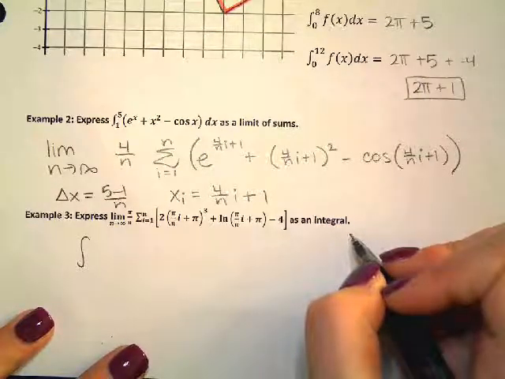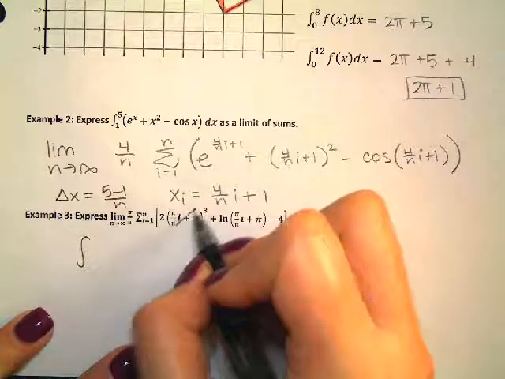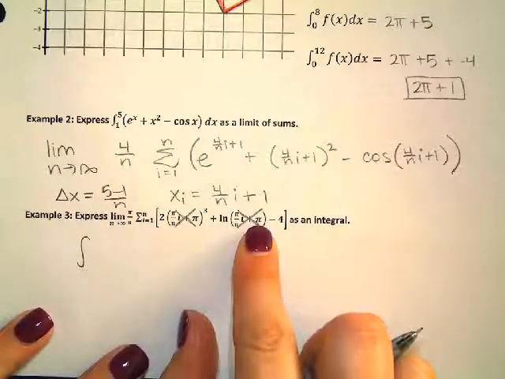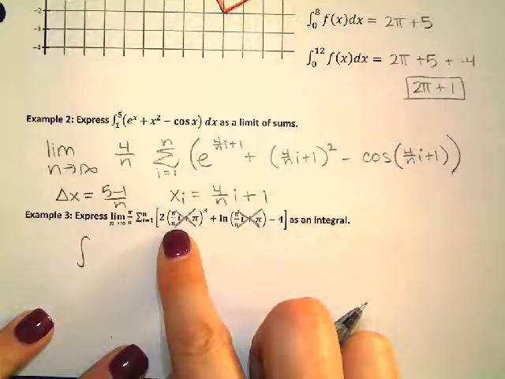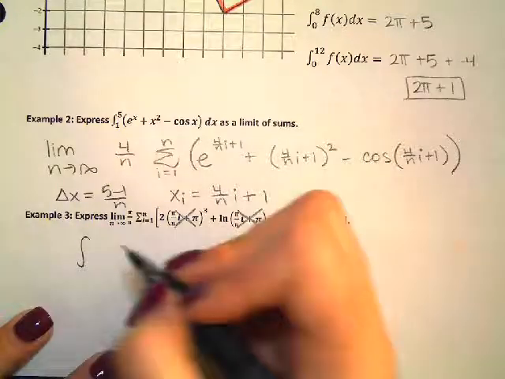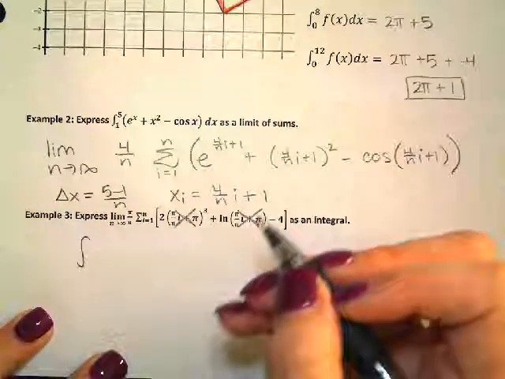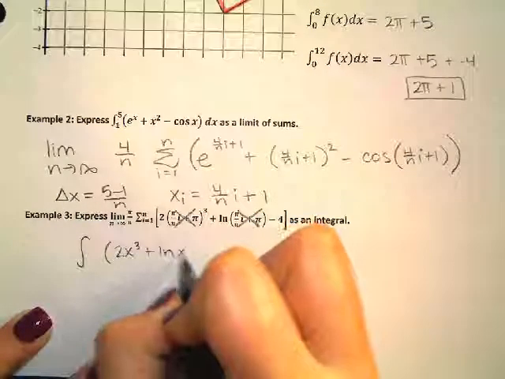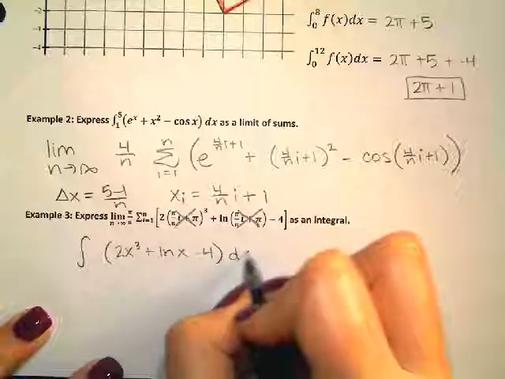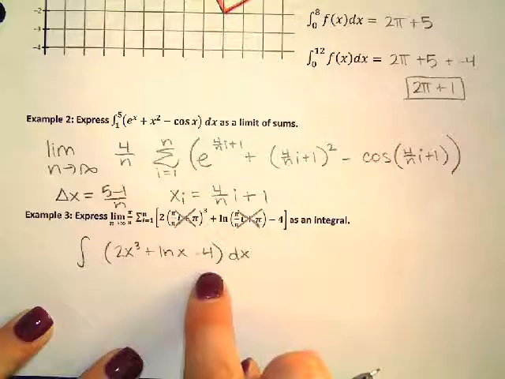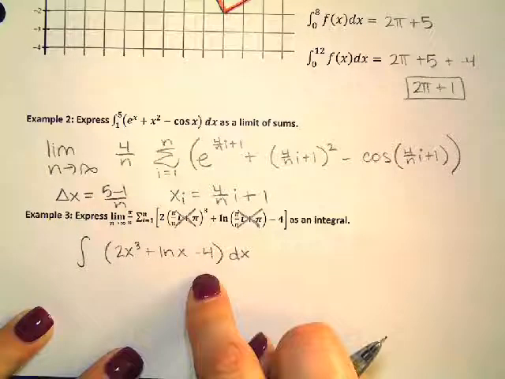What's my function? 2x to the third plus ln x minus 4. What I like to do is cross out the insides so you can see where the x's are. And if you think about how multiplying works for a rectangle, we have to put this in parentheses, 2x to the third plus ln x minus 4, because that's the height of the rectangle, and then dx is the width. You need the parentheses because the dx technically goes to all of it.